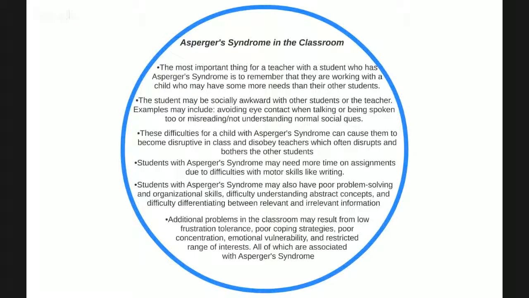Asperger syndrome in the classroom. The most important thing for a teacher with a student who has Asperger syndrome is to remember and understand that they're working with a student who is slightly different and may have some more needs than their other students. The student could be socially awkward with the students or the teacher, and examples of this could be avoiding eye contact when talking to or being spoken to, or misreading or misunderstanding normal social cues.